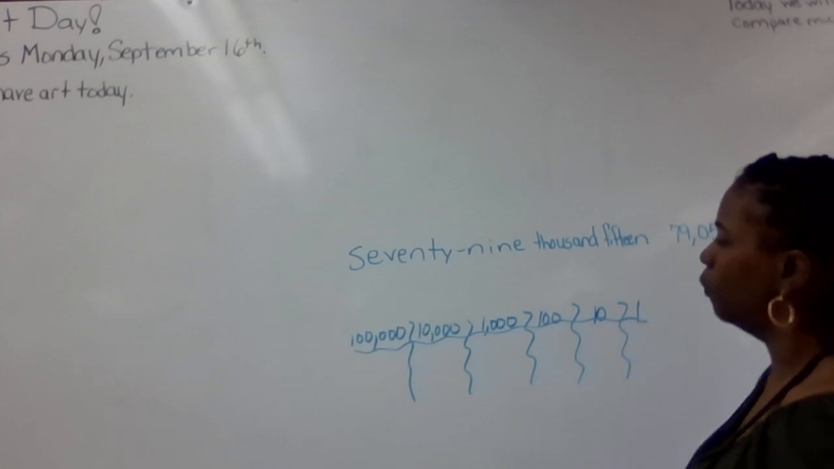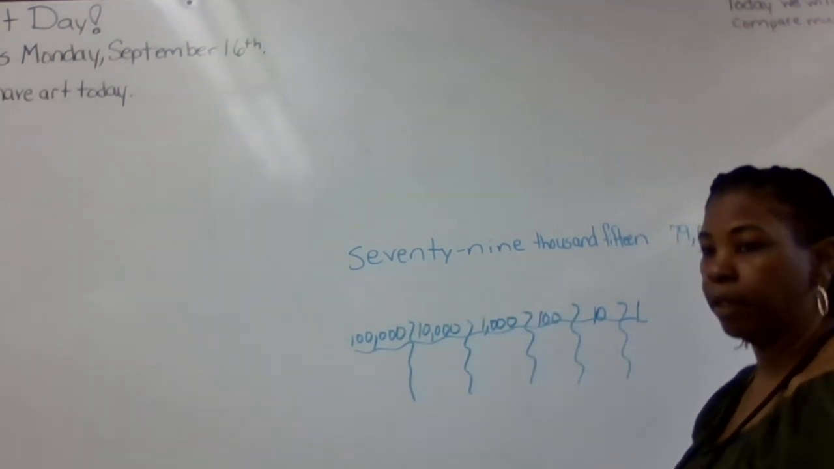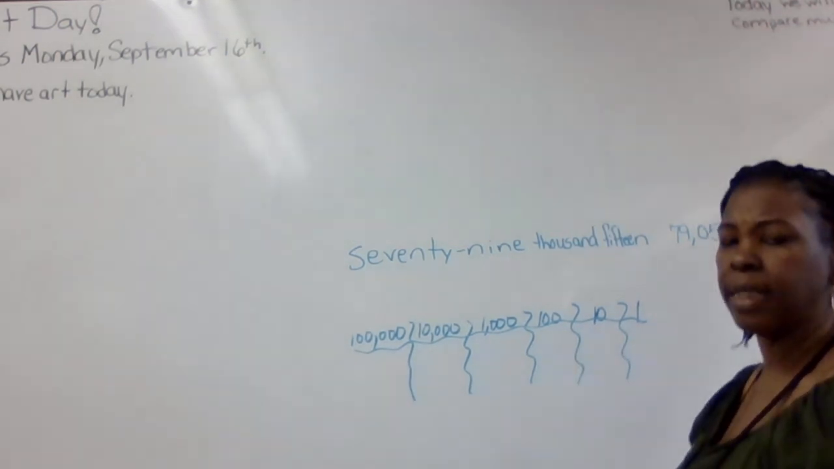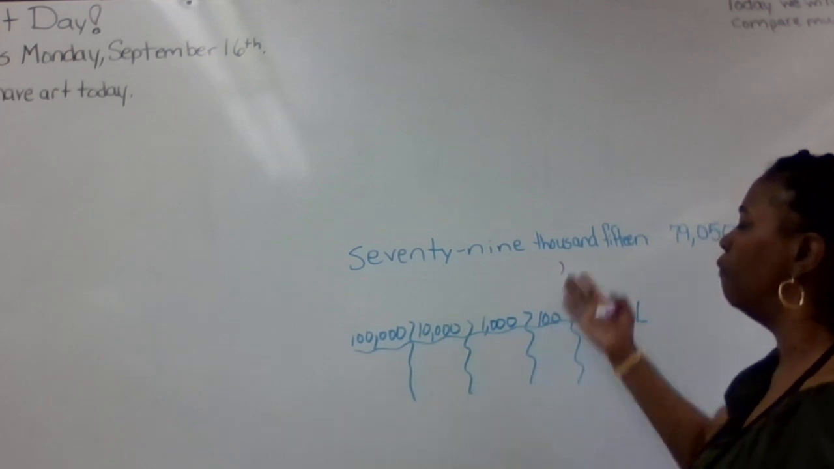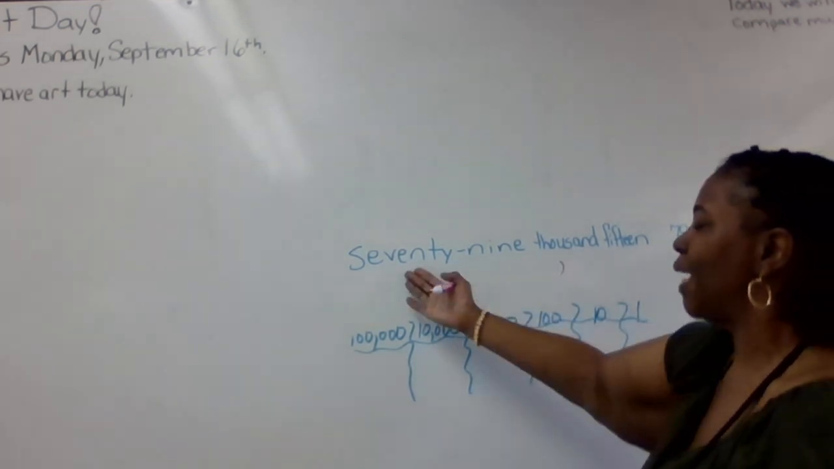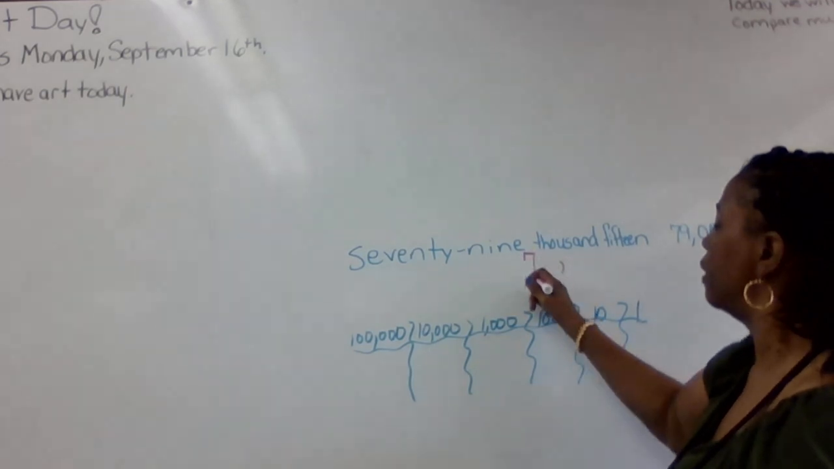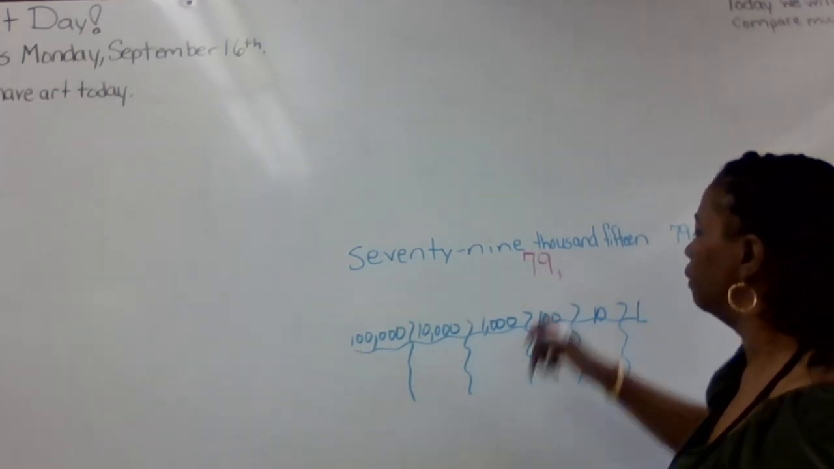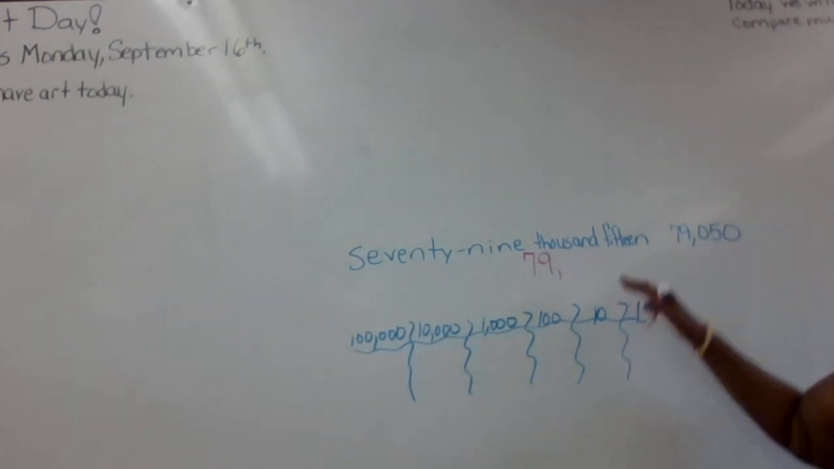Okay. First, we're going to convert this into standard form or numeral form. So the first thing we know in math is that at 1,000, that's a comma. So we're going to put our comma here. So what comes before the word 1,000? 79. We're going to write exactly what it says. 79. And that's my comma. And then what is after the word 1,000?